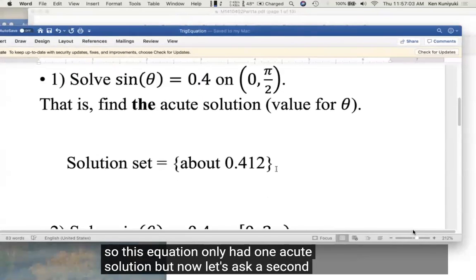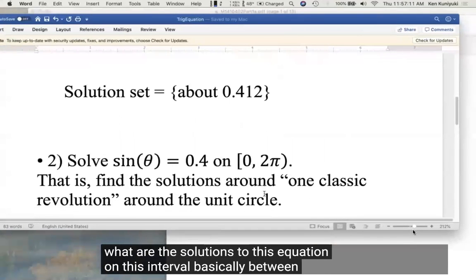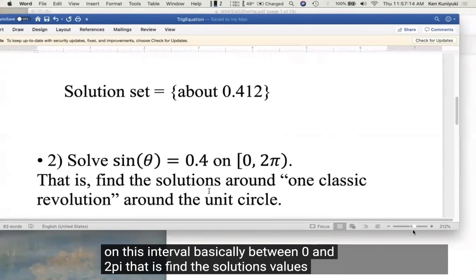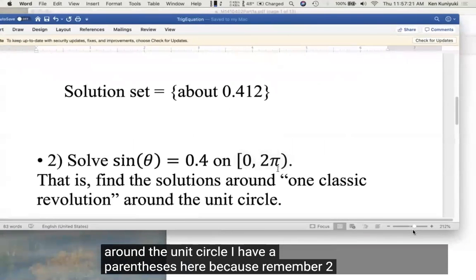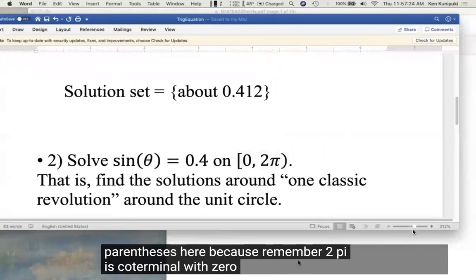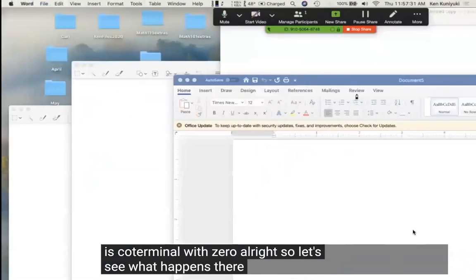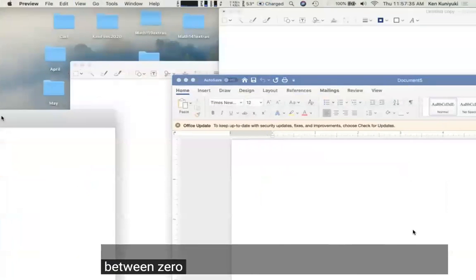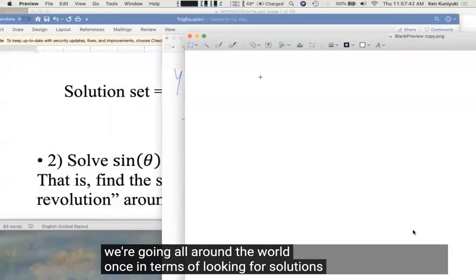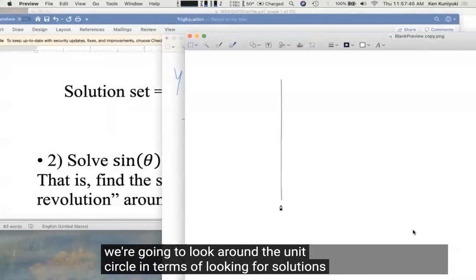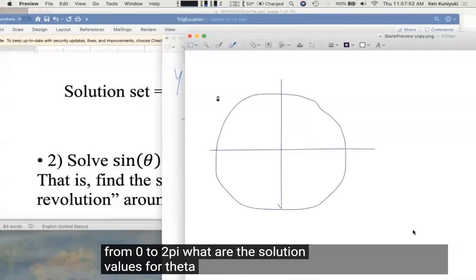But now, let's ask a second related problem. What are the solutions to this equation on this interval, basically between 0 and 2 pi? That is, find the solutions, values for theta, around one classic revolution around the unit circle. I have a parenthesis here because, remember, 2 pi is coterminal with 0. All right. So let's see what happens there. Between 0 and 2 pi, this time we're going all around the world once. In terms of looking for solutions, we're going to look around the unit circle from 0 to 2 pi. What are the solution values for theta we pick up?